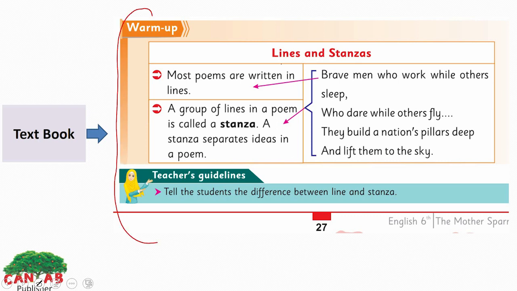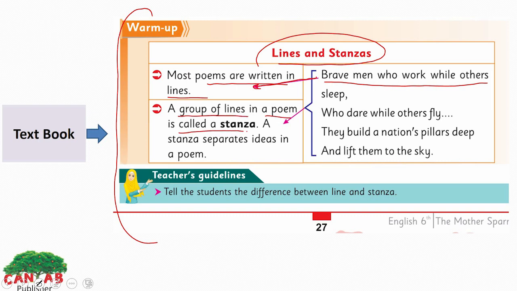Lines and stanza. I hope you are familiar with the lines and stanza. Most poems are written in lines. Like the arrow indicates that this is a line here. Brave men who work while others sleep. A group of lines in a poem is called a stanza. A stanza separates ideas in a poem.